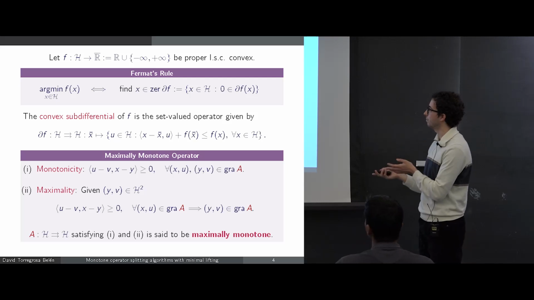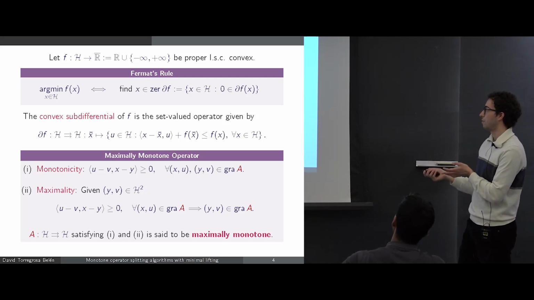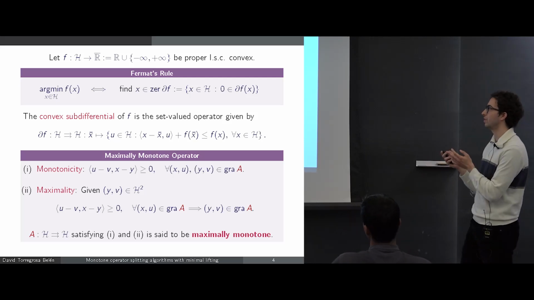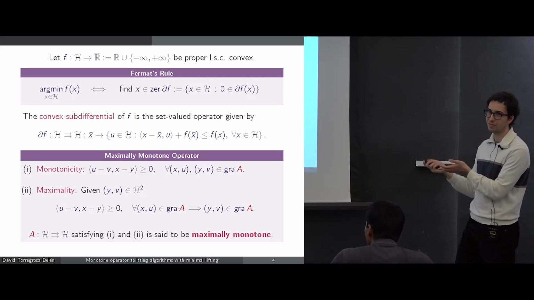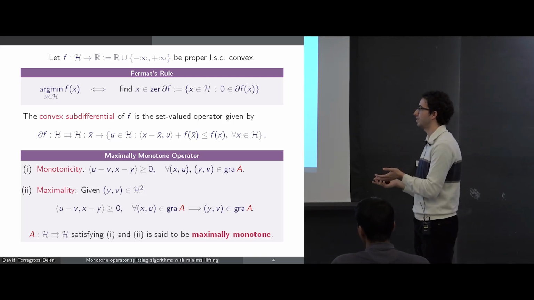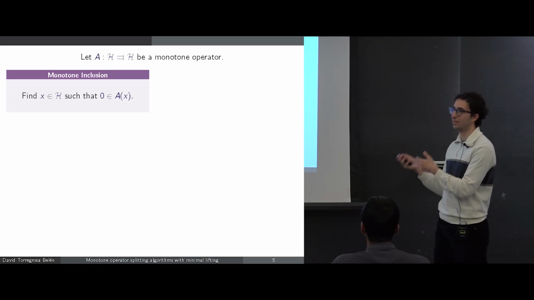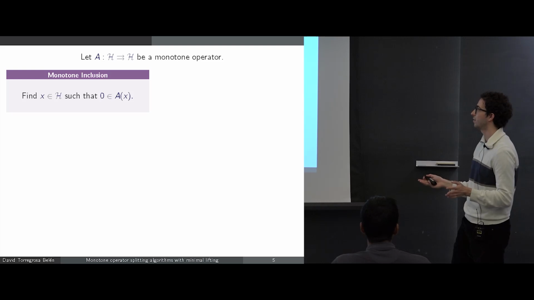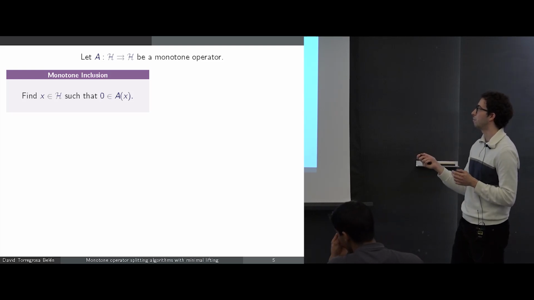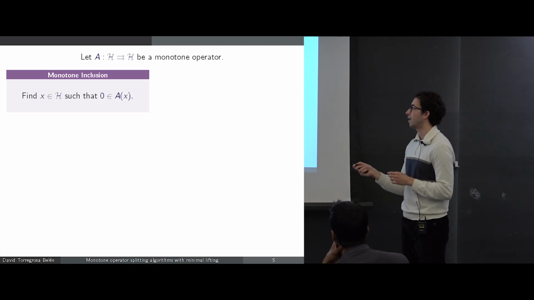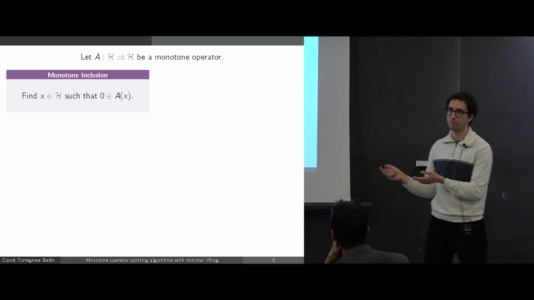Okay, so it turns out that the problem of minimizing a function is equivalent to the problem of finding a zero of a maximally monotone operator, and this motivates us to consider the following problem, the one that I'm going to talk about through the rest of the presentation. Given a monotone operator, in principle we don't need maximally, we want to find a zero of this operator. This is called the monotone inclusion problem.